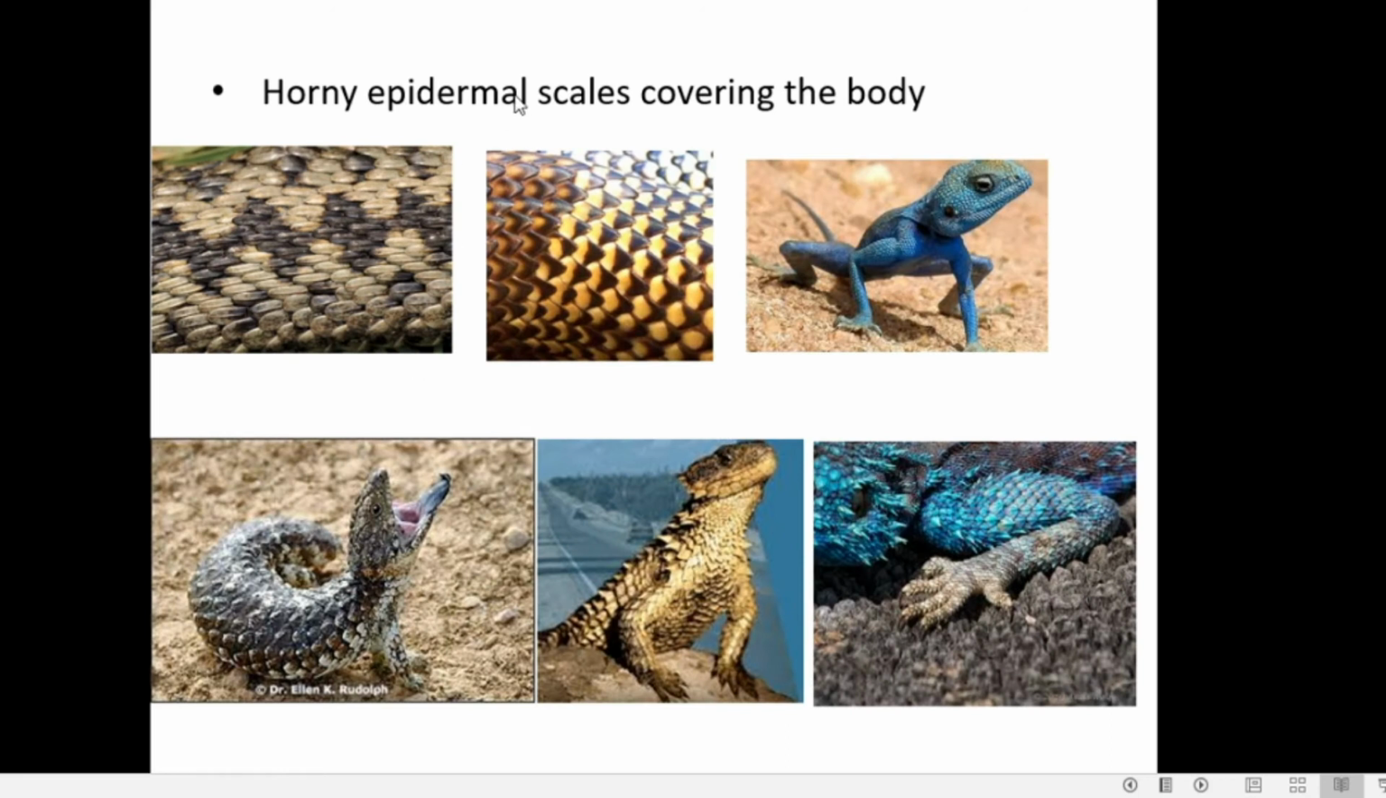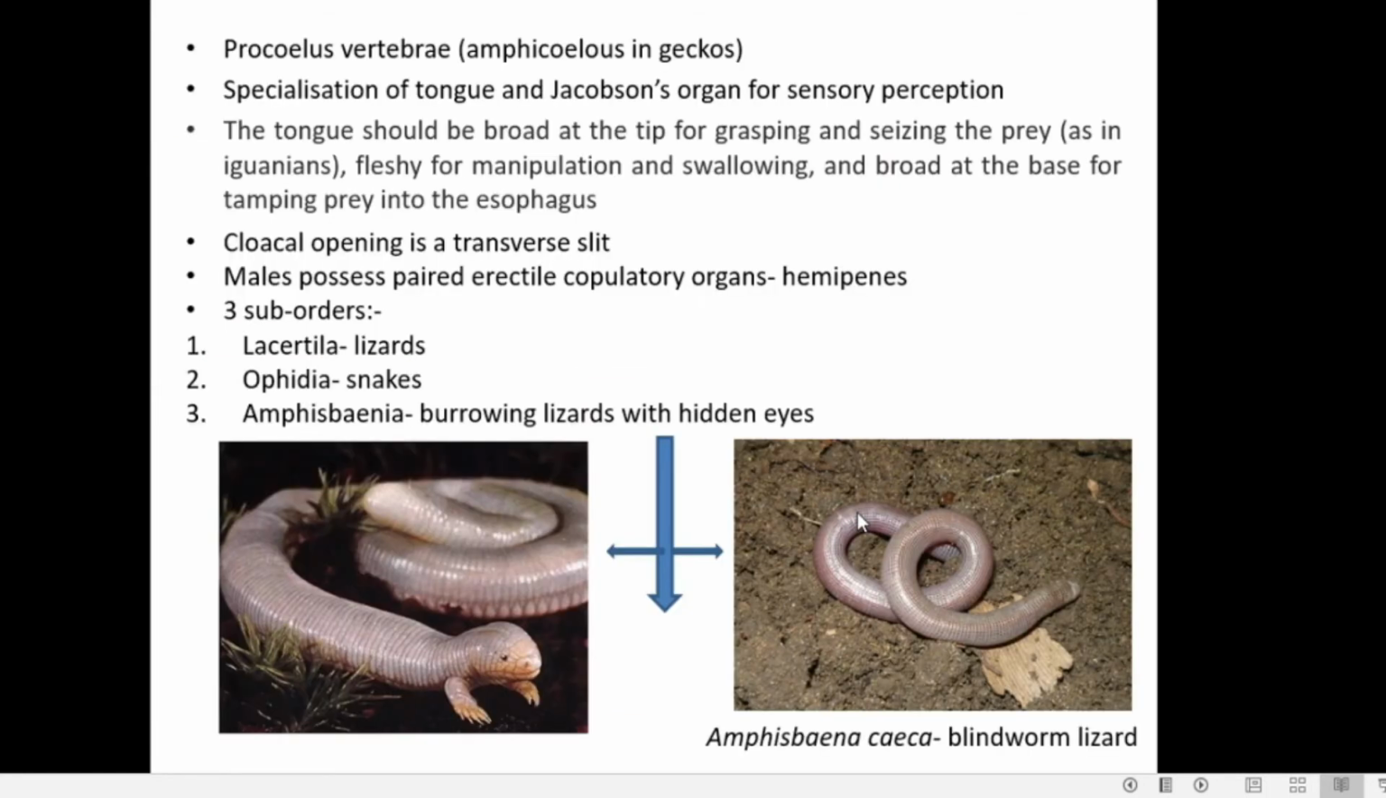Another feature of squamates is the presence of horny epidermal scales covering the body. The scales are derived from the epidermal layer of the skin. Here you can see the different types of modified scales. So this is also a feature of Squamata.